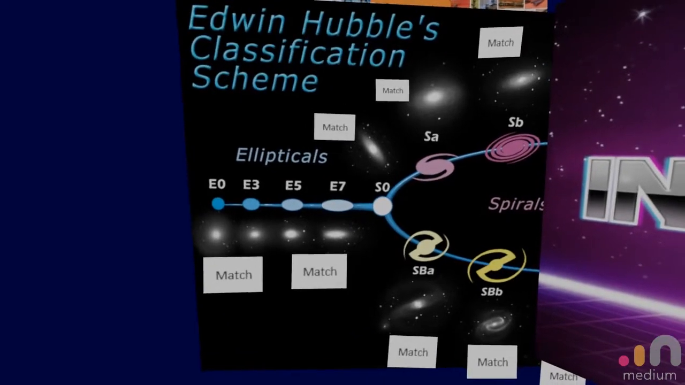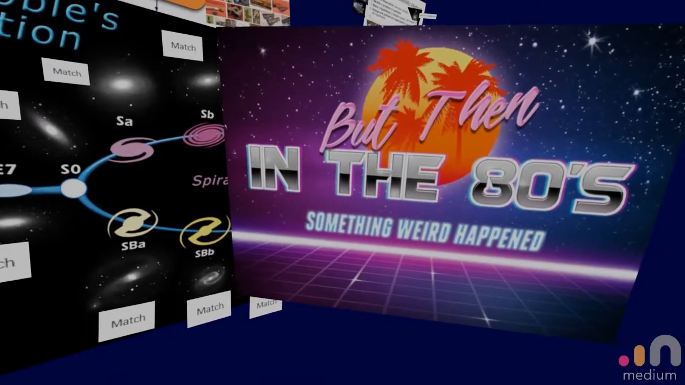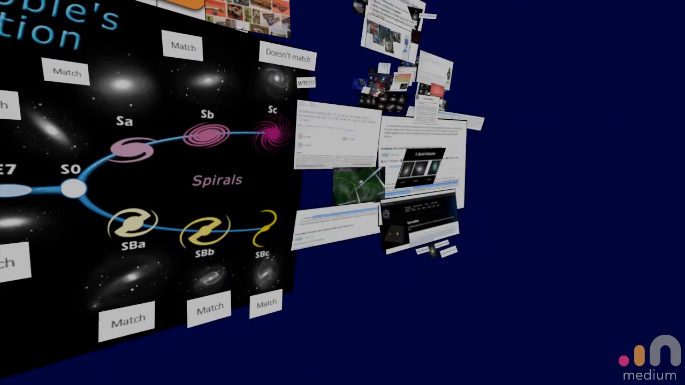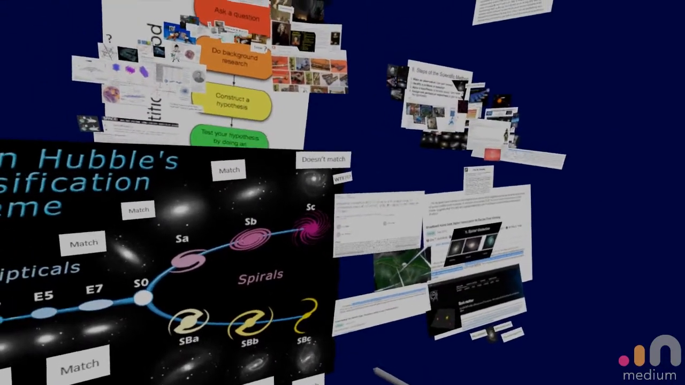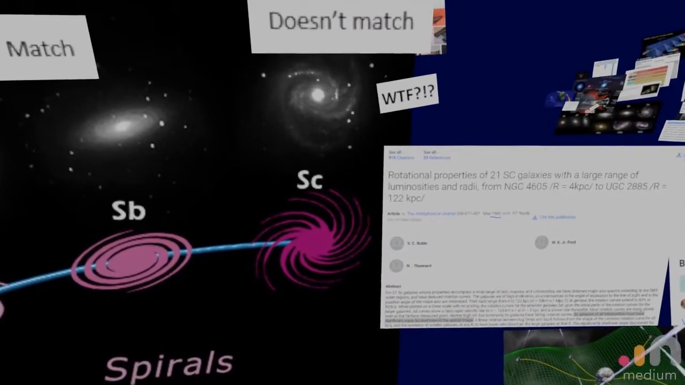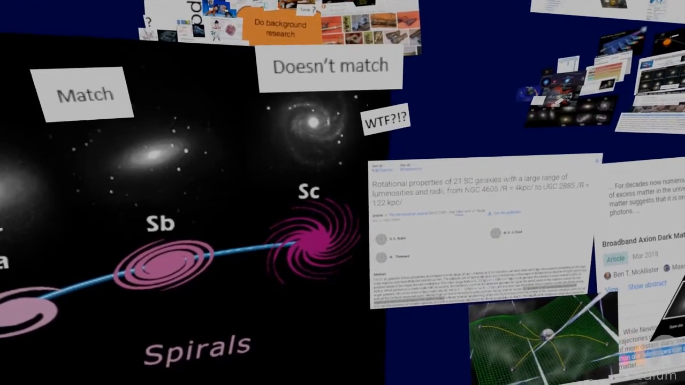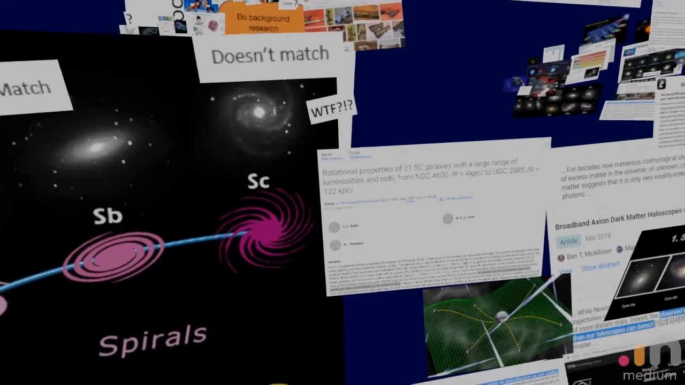But then, in the 80s, something weird happened. So something, a little something happened in 1980, not really a big deal. We found a galaxy that doesn't match. It's an SC galaxy. It's doing a weird thing and it doesn't match Einstein's prediction at all.